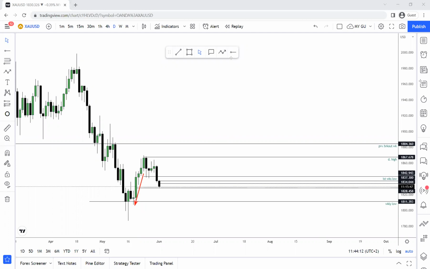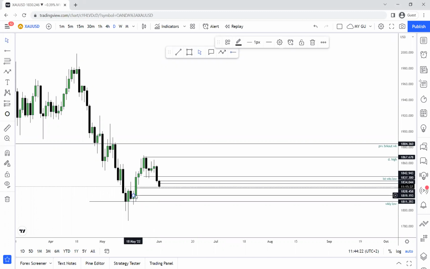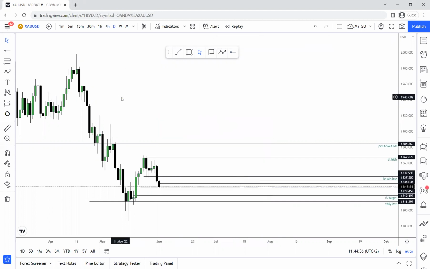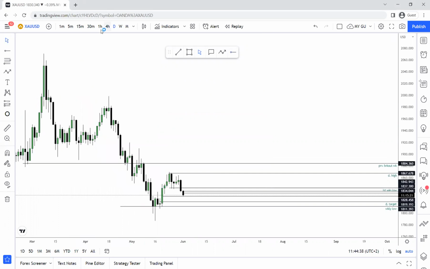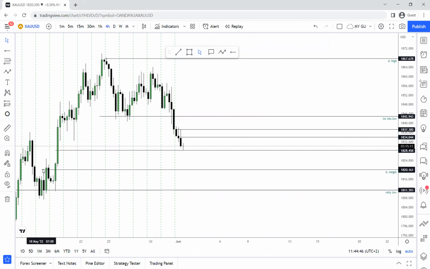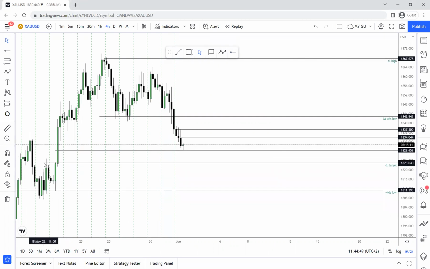Our next target will be somewhere here, the target for the daily time frame. So let's say daily target. Now we know that we're expecting price to go lower. Let's go on the 4-hour time frame. On the 4-hour time frame, what can we add? We check where we put our daily target. We need to put it somewhere proper, and we can say at the end of this candlestick.